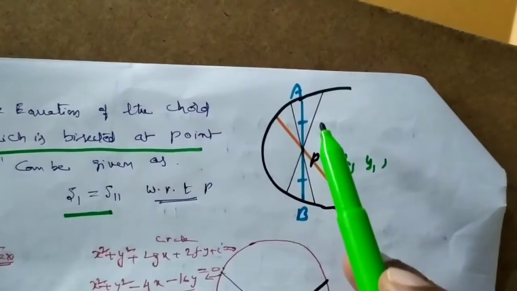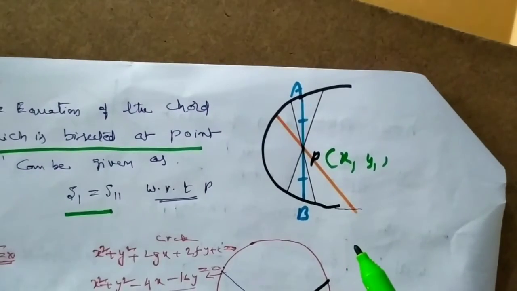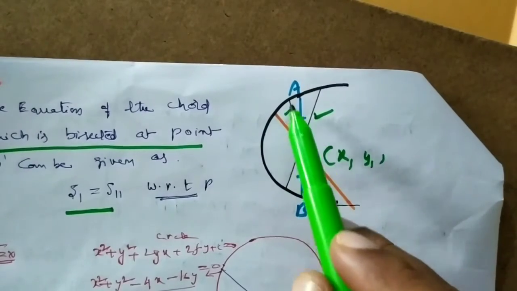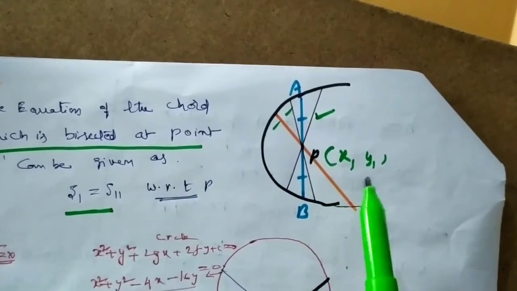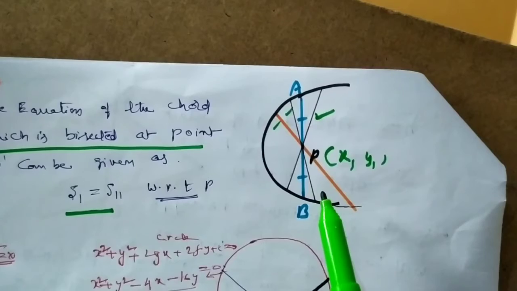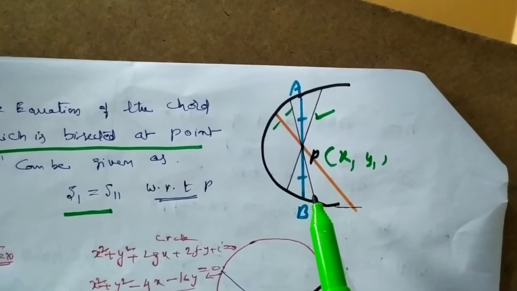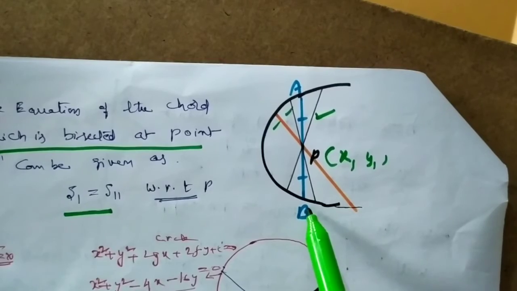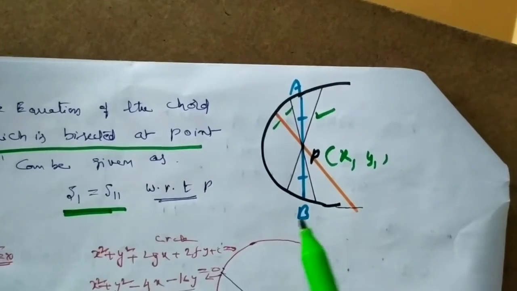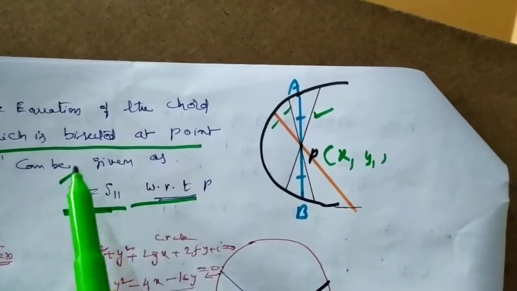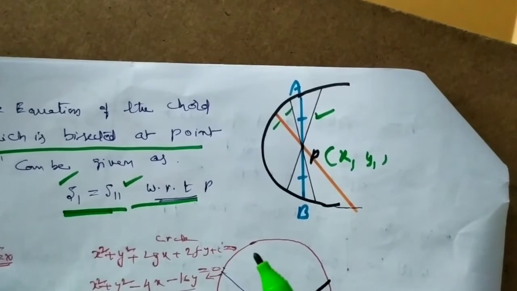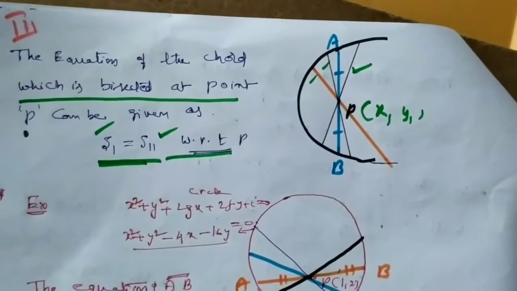You observe the figure. Through P we are drawing many chords. This is one chord, this is another chord, this is another chord. Of all the chords, there exists one chord which is the smallest. It should happen for any conic. So here AB is the shortest chord. For this shortest chord for any conic, we use S1 is equal to S11 with respect to P. We already know S1. We can find S11 by substituting the values, so that you will get S1 is equal to S11, the combined equation.